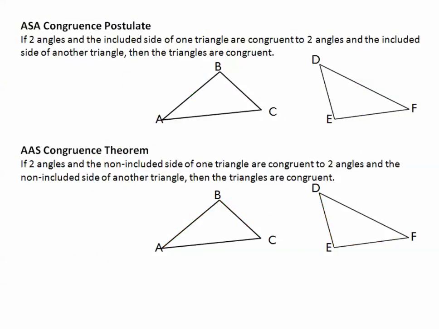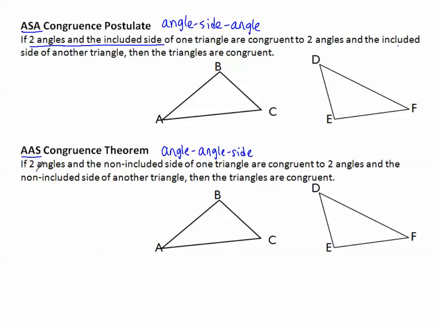Let's look at a couple more that are very much like each other. Angle side angle versus angle angle side. Again, these are shortcut letters, but it's angle side angle versus angle angle side. Now the question is, how does that look different? Here's how it's described. If two angles and the included side of one triangle are congruent to two angles and the included side of another triangle, then the triangles are congruent.